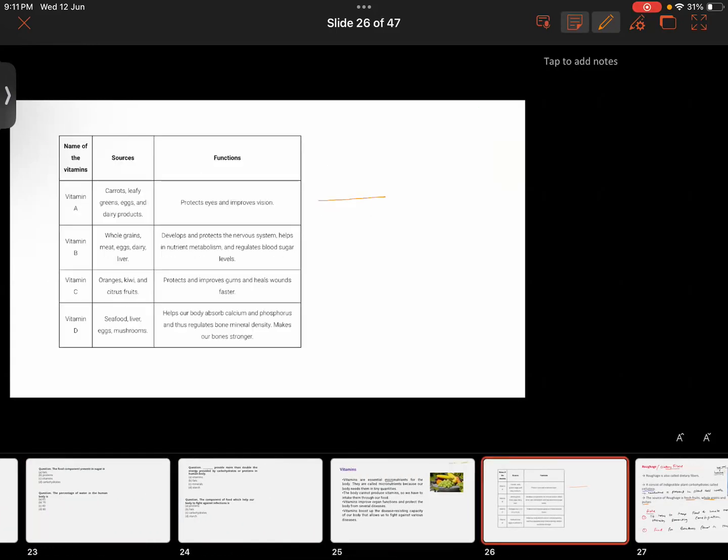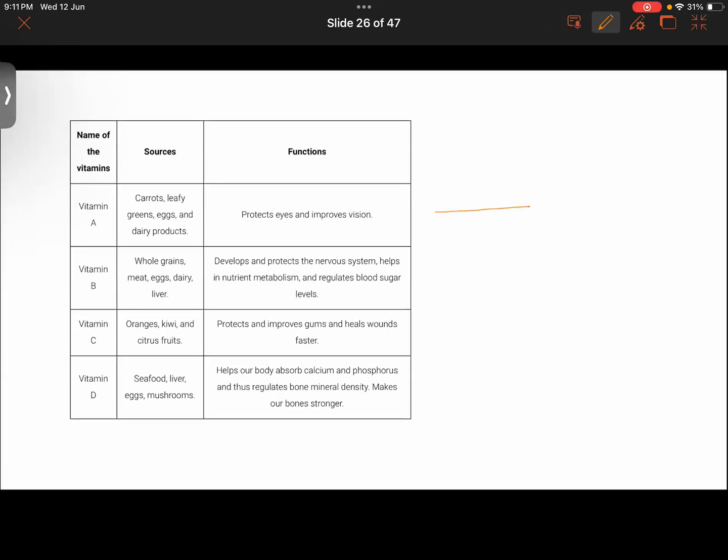We learned about different types of vitamins: vitamin A, vitamin B, vitamin C, vitamin D. Then you have vitamin B12, vitamin K. Then you have vitamin B2. Vitamin B2 is also a vitamin. Are there the same sources for vitamin B2, or different?